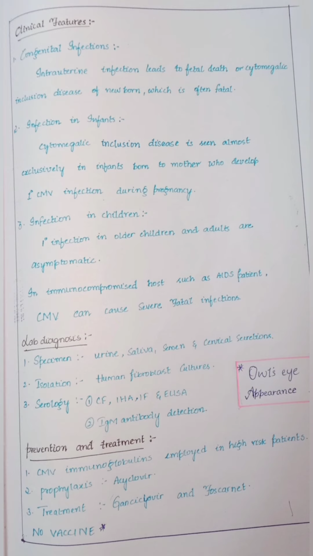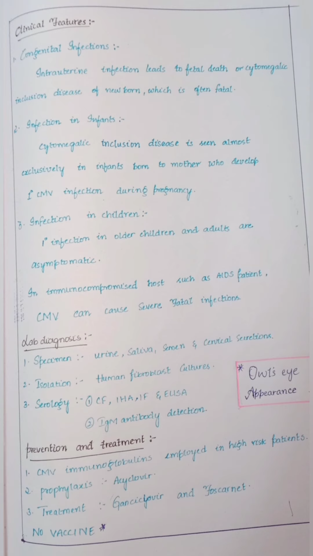Now let us look into the prevention and treatment of cytomegalovirus disease. First point is CMV immunoglobulins are employed in high-risk patients. High-risk patients are persons who are immunocompromised, organ transplant patients, and persons who are suffering from autoimmune diseases.